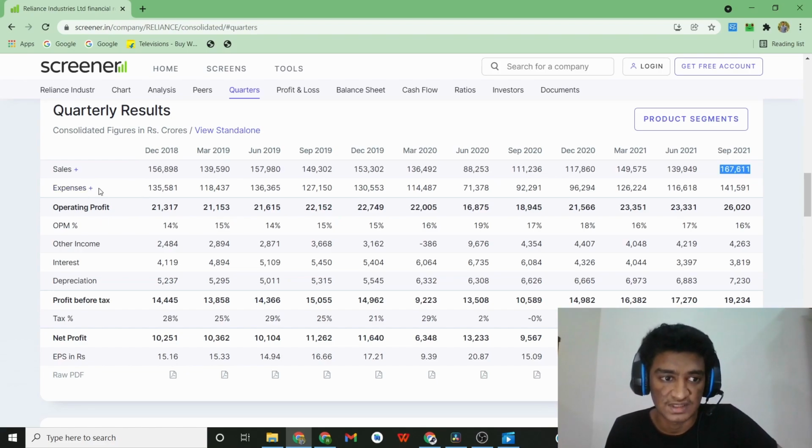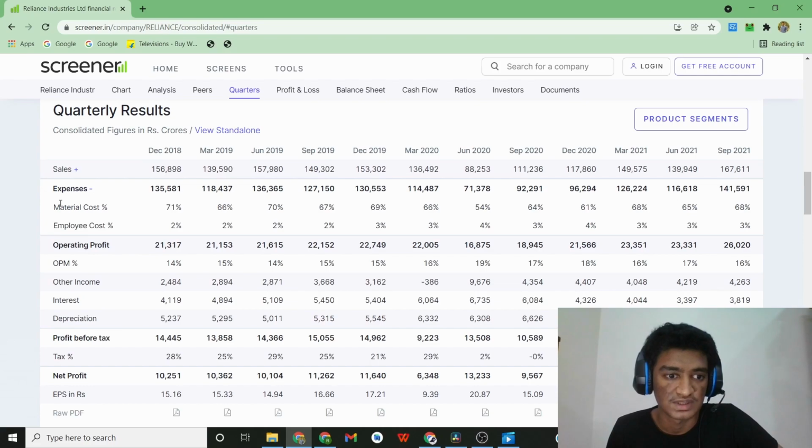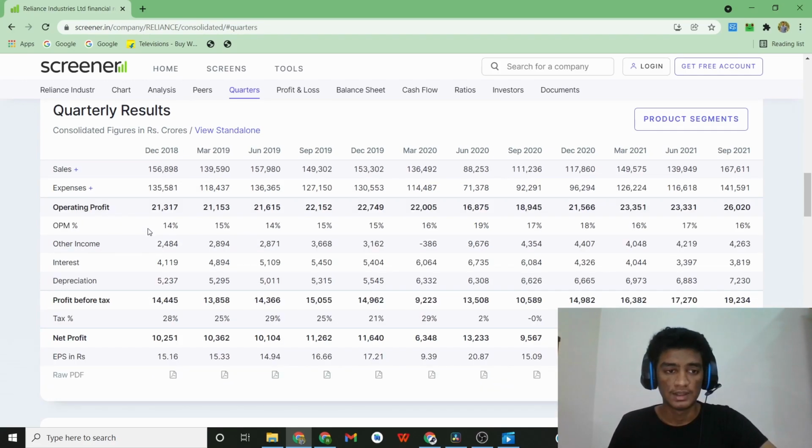Similarly, you have expenses as well. So your expenses include, if you click on the plus sign, you will see material cost, employee cost. For different companies, you can have a manufacturing cost as well. Now, of the total sales of 1,56,000, the company made an operating profit of 21,000, which is 14%. So your operating profit margin here is 14%.